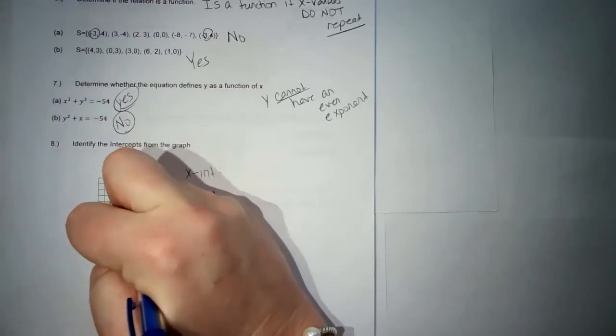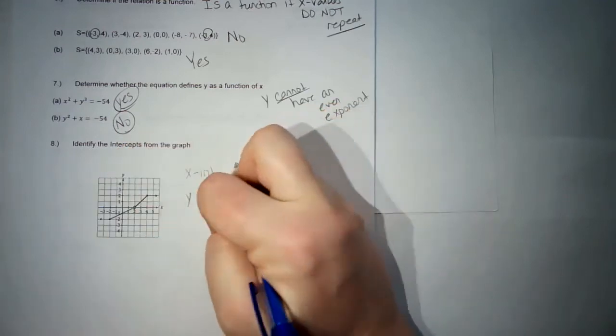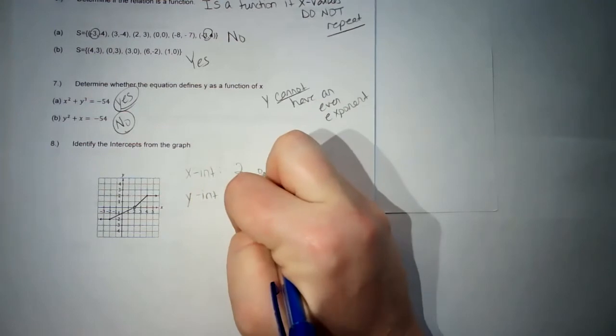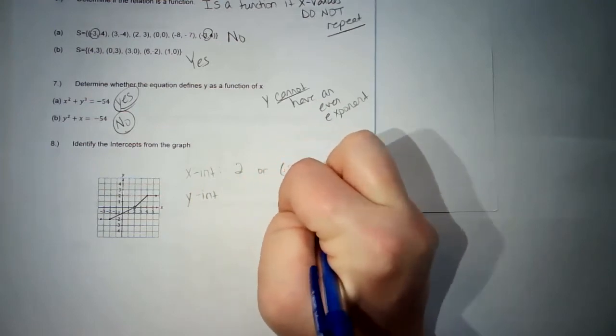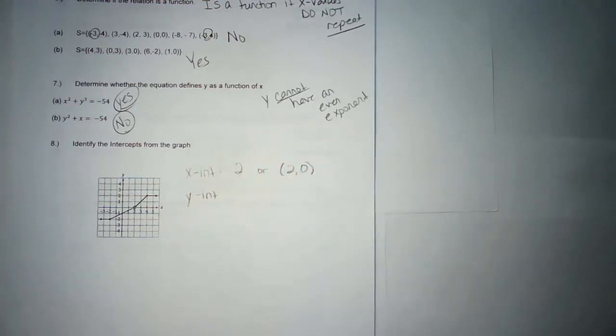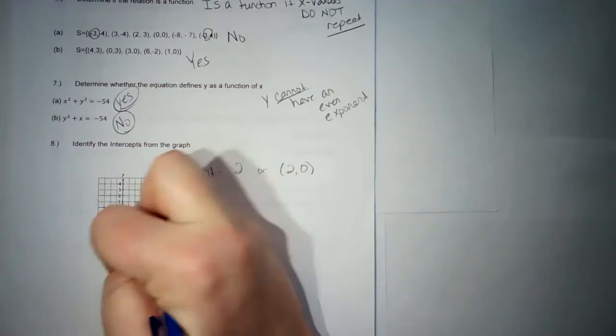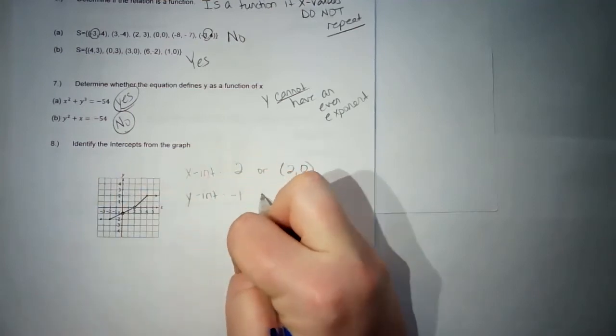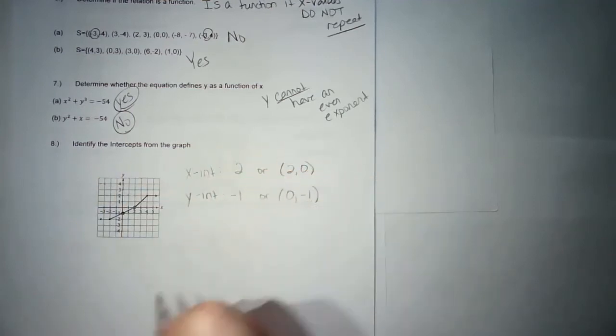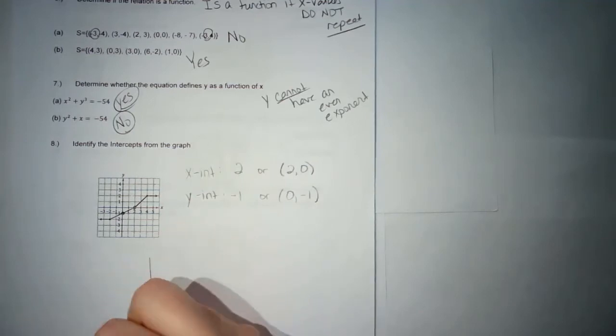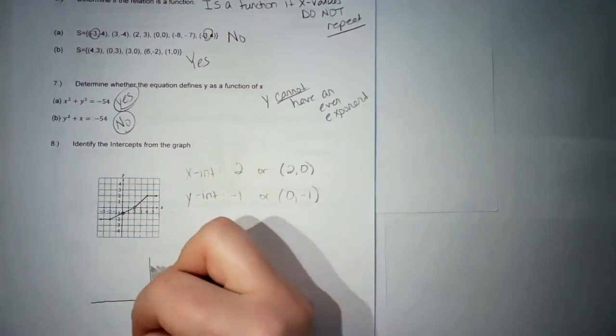How do we find those? Yeah, it's wherever it touches the x-axis. So you can write 2, or if you want to be really precise, you can write 2, 0. I'll take either one. Okay. What about my y-intercepts? There's just one. It's right here. It's -1, or you can write 0, -1.